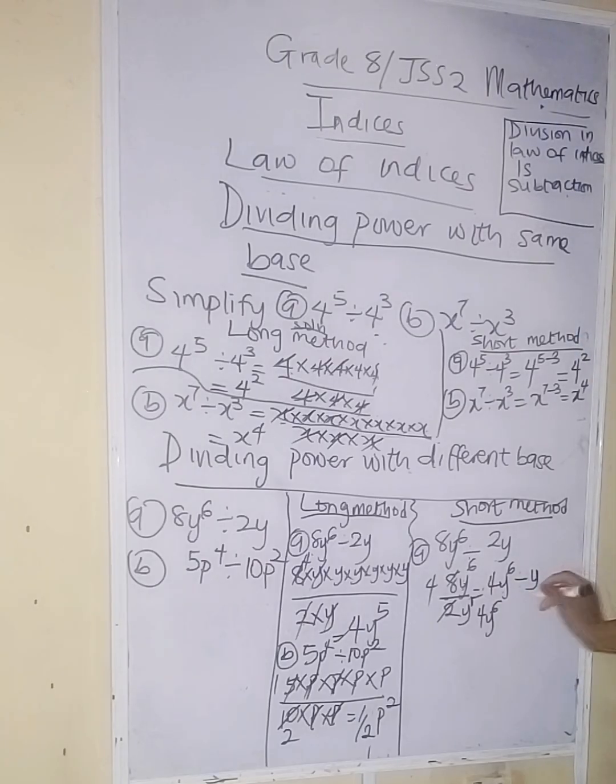So we can just go on to subtract. There's one here that we cannot see. There's always a 1 that we cannot see, and that is why it is like this. So that is 4y raised to power 5.